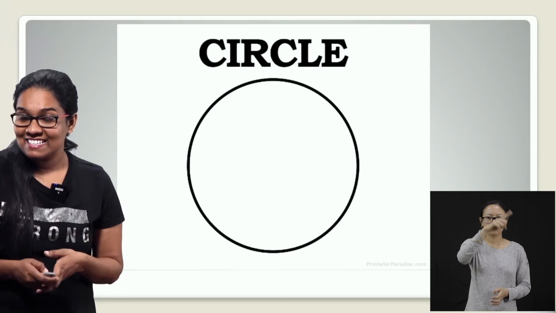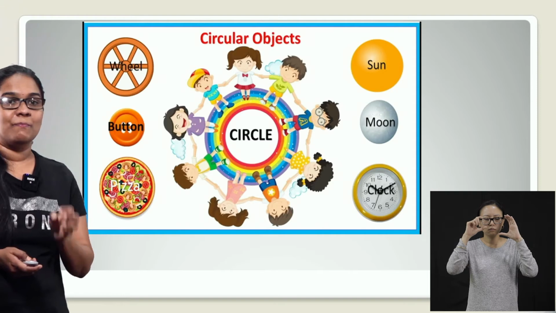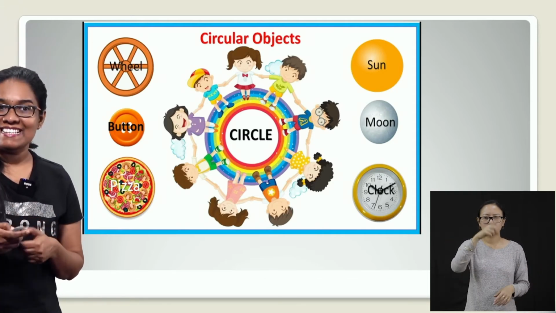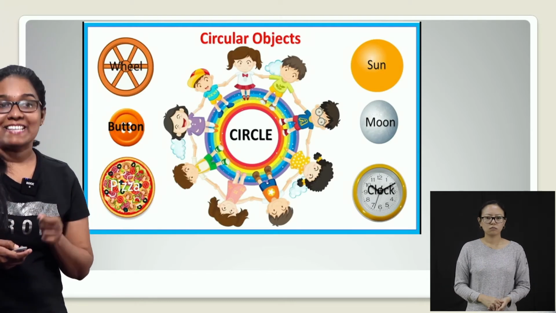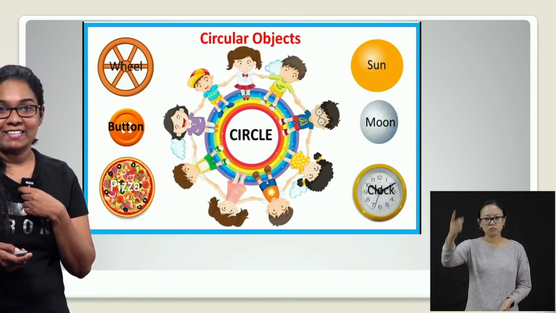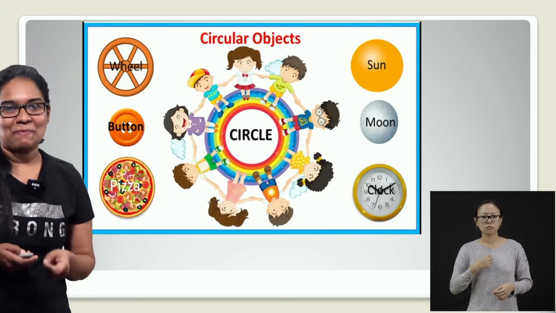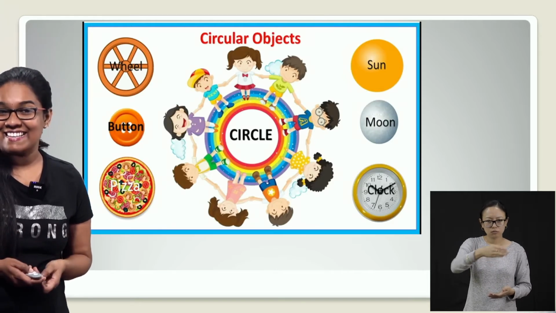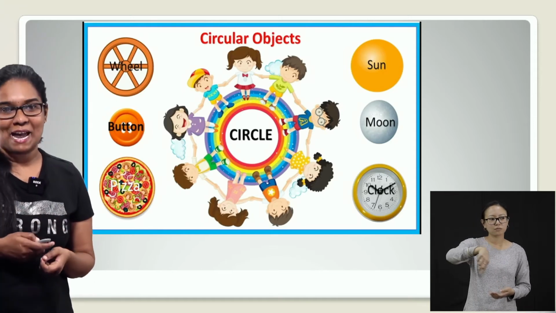Circle, okay? Then, here you can see some circular objects. Wheel is circle in shape, right? Then button, button in your shirt is in which shape? Yes, it is circle in shape. Then pizza. Do you like pizza? Yes, its pizza is in which shape? It is circle in shape.